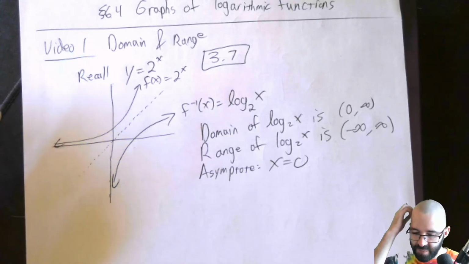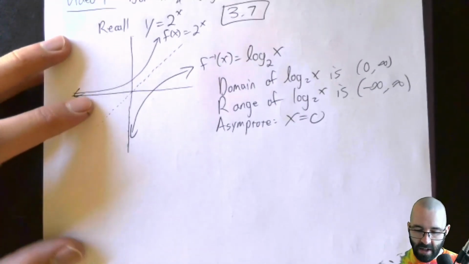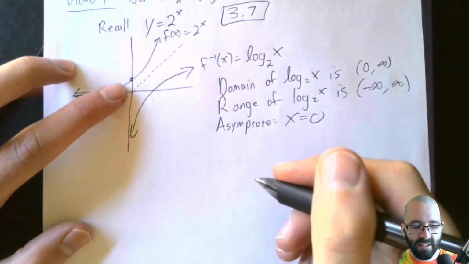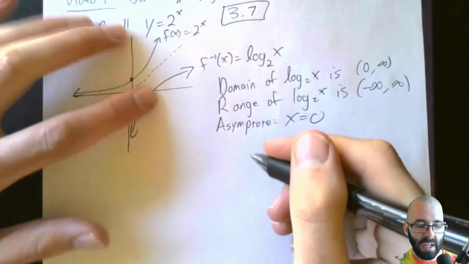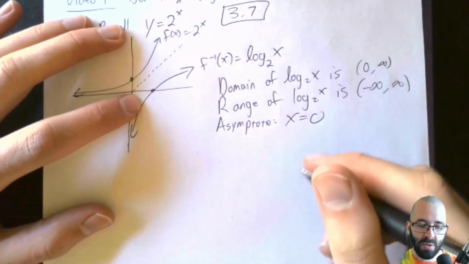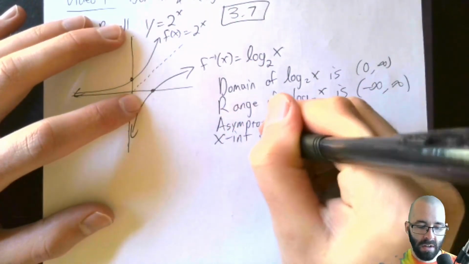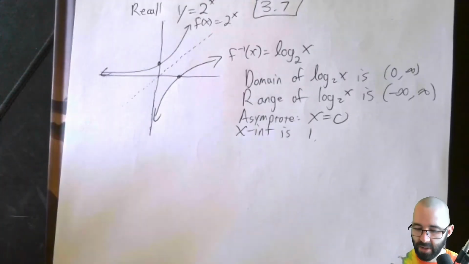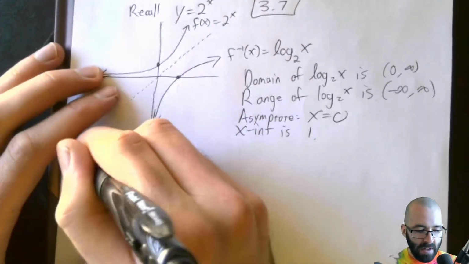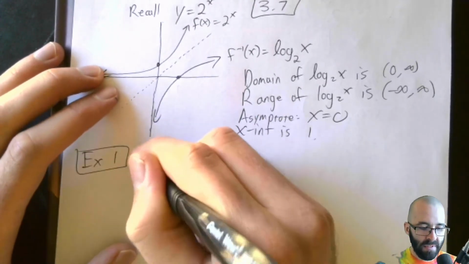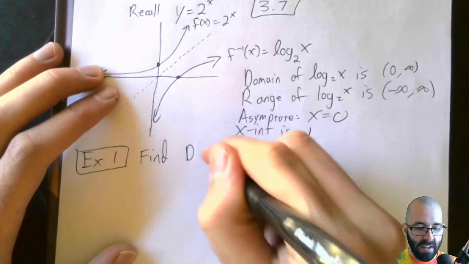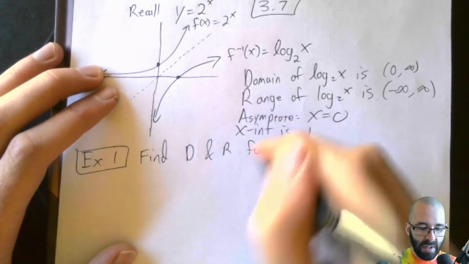All right, so, oh, and one more thing, right, is normally we talk about the y-intercept as just being 1. Well, here, the x-intercept of a usual log is 1. But again, some things can happen to change this a little bit. So example 1. Find the domain and the range for the following.